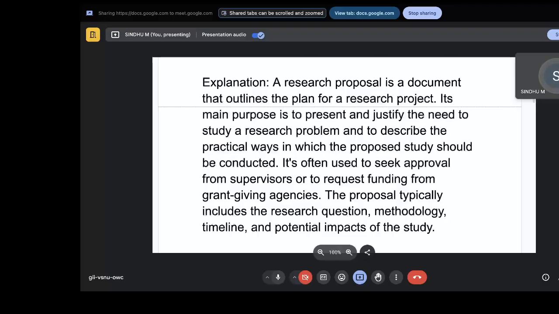If anybody has doubts, you can raise your hand. Otherwise, we can go to the third question. Okay, so I hope the second question is clear to everyone. I'm going to the third question now.